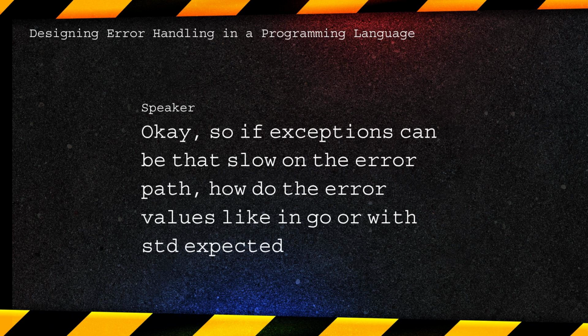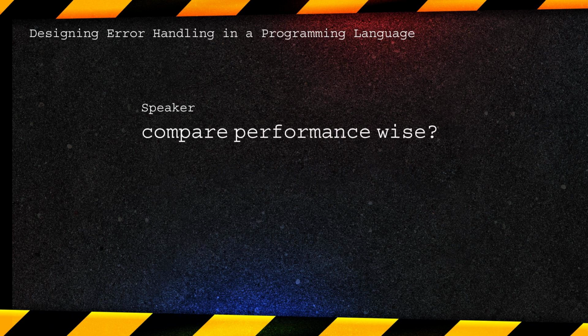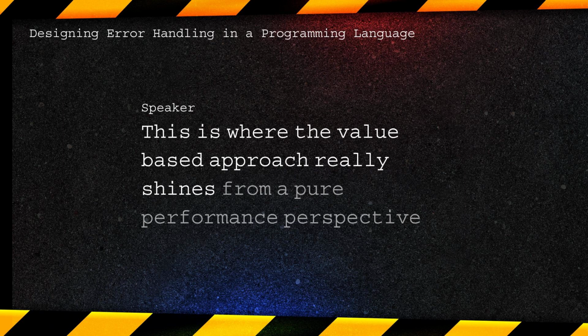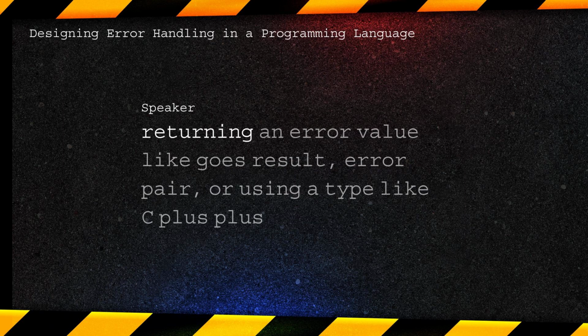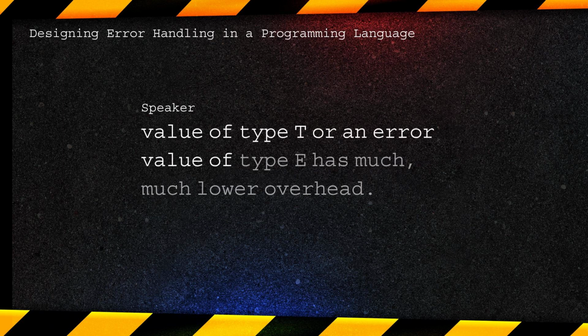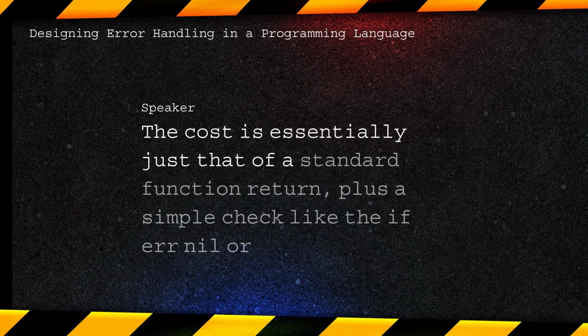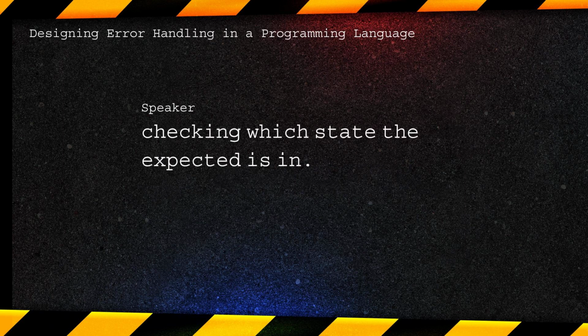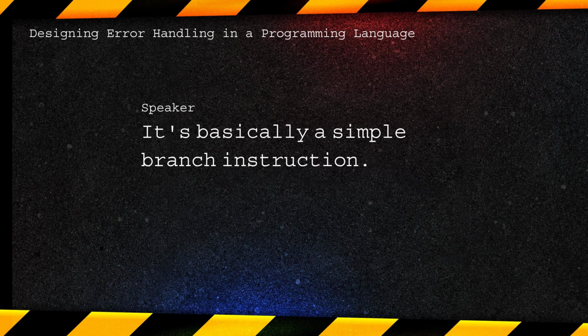Okay, so if exceptions can be that slow on the error path, how do error values, like in Go or with std::expected, compare performance-wise? This is where the value-based approach really shines from a pure performance perspective. Returning an error value like Go's result-error pair, or using a type like C++23's std::expected<T, E>, which is basically a discriminated union that holds either a successful value of type T or an error value of type E, has much, much lower overhead. How much lower? The cost is essentially just that of a standard function return plus a simple check, like if err != nil, or checking which state the expected is in. It's basically a simple branch instruction.